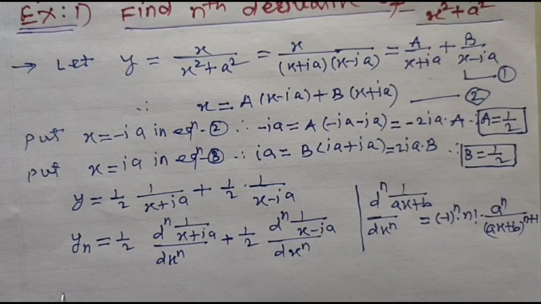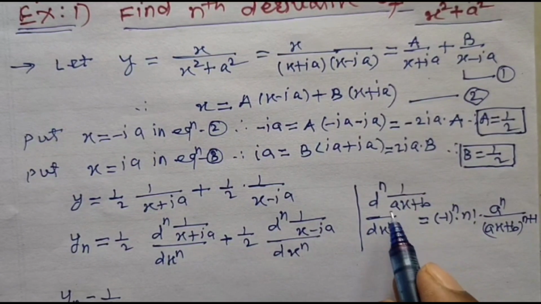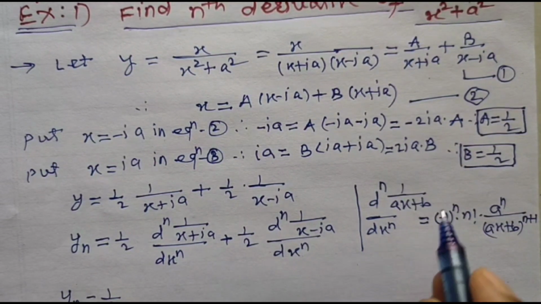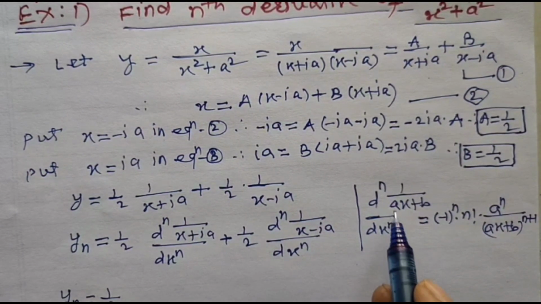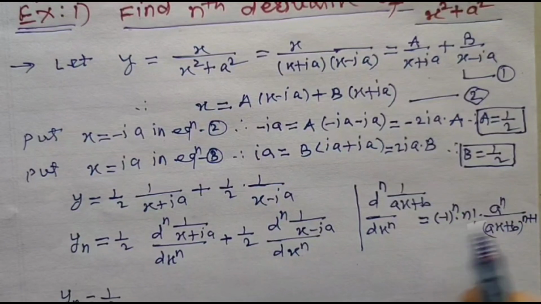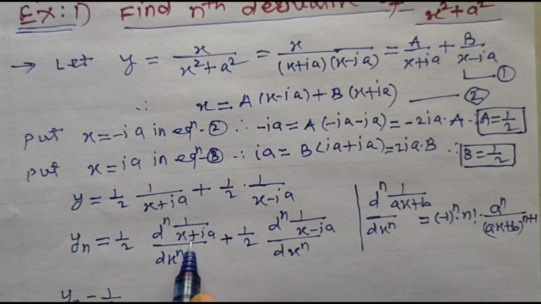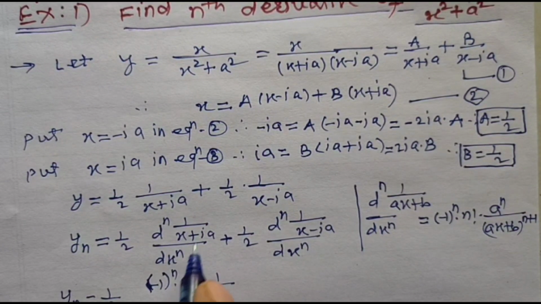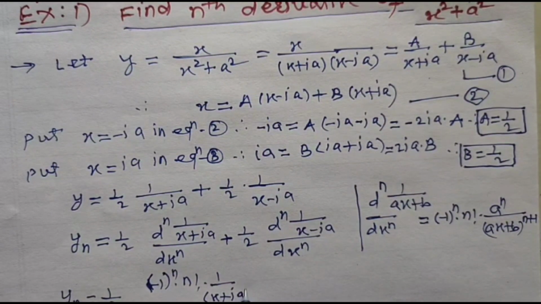So yn is equal to 1 upon 2. The coefficient of x is 1. Here the coefficient of x is a and the constant term is b. Here the constant term is ia. We have to replace a by 1 and b by ia in the formula on the right hand side, so that we get the nth derivative of 1 upon x plus ia. Hence this can be written as minus 1 to the power n into n factorial into a to the power n, where a is the coefficient of x, that is 1. 1 to the power n is 1. So 1 upon x plus ia to the power n plus 1.